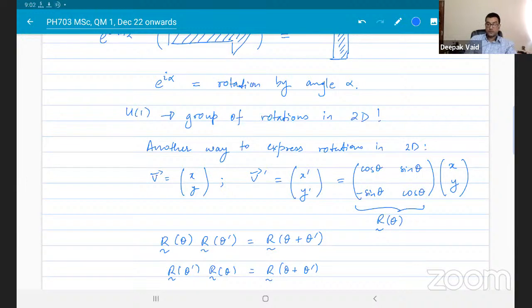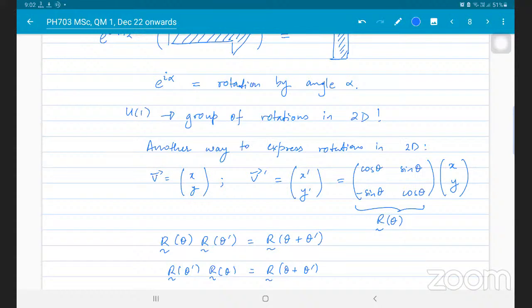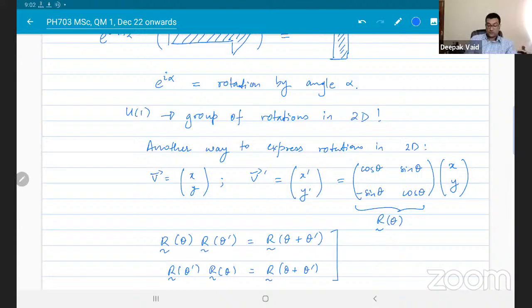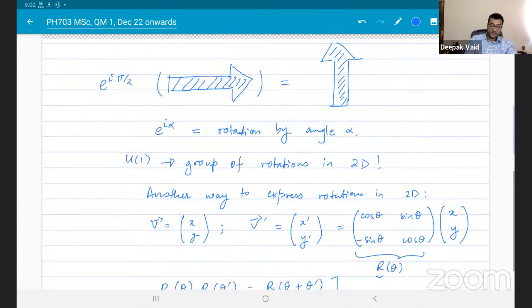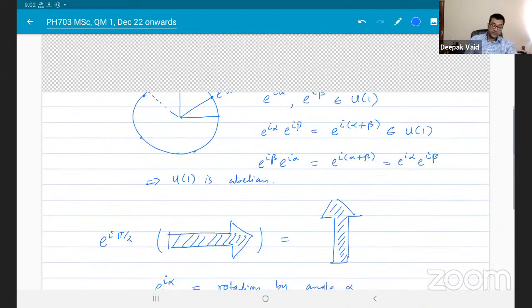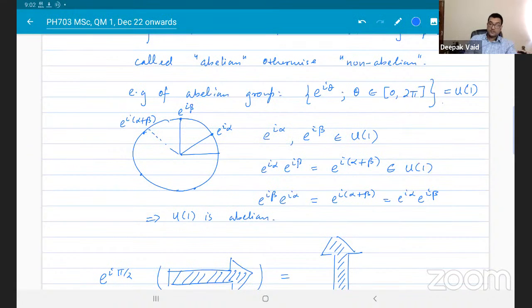How many parameters am I using to label the group elements? The angle of rotation only. So one parameter. So this is also equal to U(1). This group, which is represented by matrices, is the same as the group which is represented by these phases.